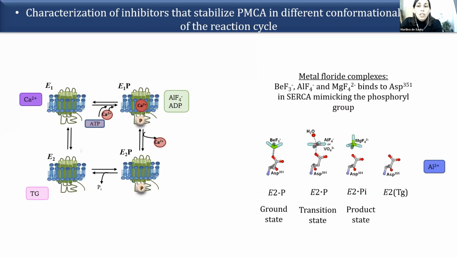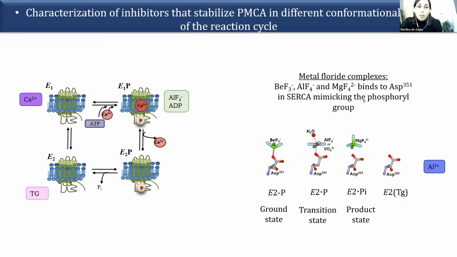Different inhibitors were used to stabilize different conformational states of other P-ATPases. For example, the SERCA structure was obtained in different states: in the E2 conformation in presence of thapsigargin, in E1 conformation in presence of calcium, in the E1P using aluminum fluoride and ADP, and also metal fluoride complexes like beryllium fluoride, aluminum fluoride, and magnesium fluoride were used to stabilize the dephosphorylation process in SERCA and obtain the structure.